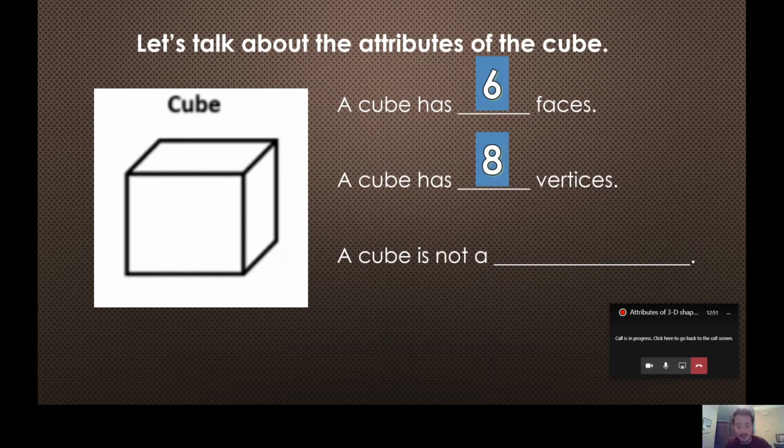Well, we could say it's not a lot of things. Is it a triangular pyramid? Is it a hexagonal prism? No, it's a cube, so it's not a triangular pyramid. But you could say a lot of things in this blank.